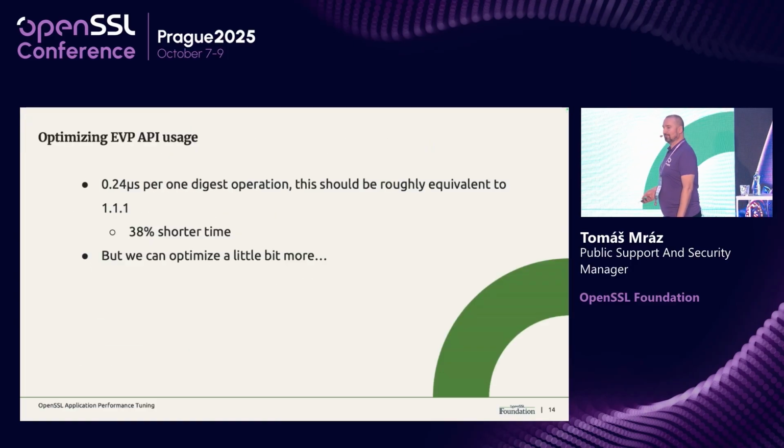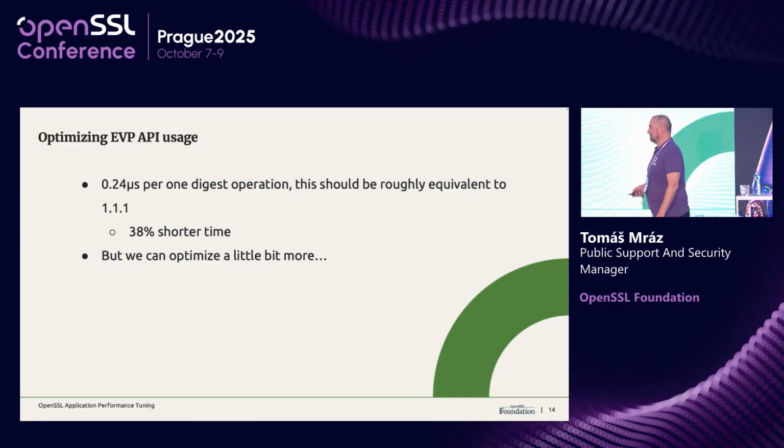What is the difference with the numbers? It takes now 0.24 microseconds per one operation, and I think this is actually very roughly equivalent to 1.1.1. There should be no regression in performance. It's 38% shorter time.